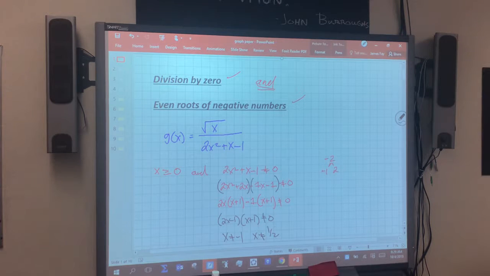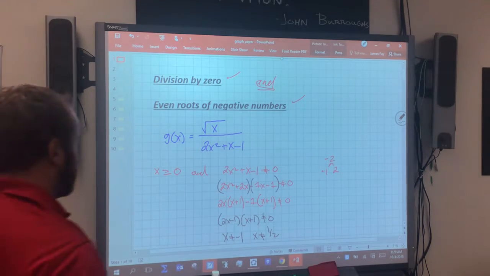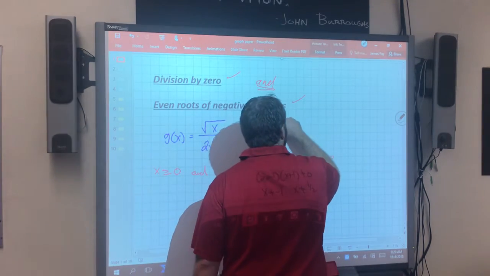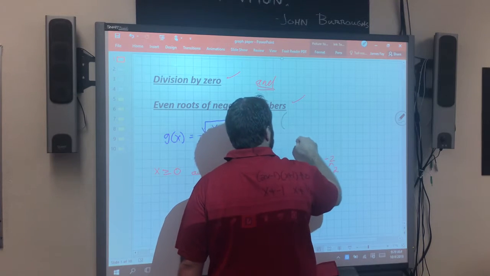So we get those things, right? So what we have to make sure that we do is that we incorporate in our domain, if we say our domain is all real numbers, okay? That's what we always start off with. Domain is all real numbers, okay?